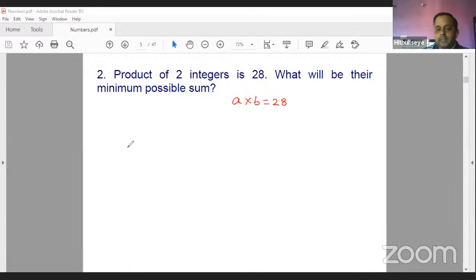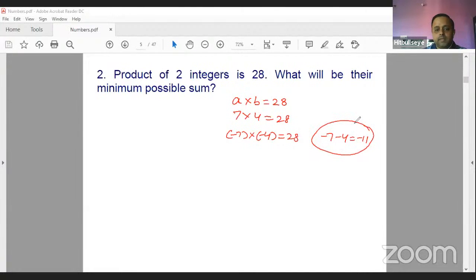So if you are taking 7 and 4, 28, don't you think that minus 7 and minus 4 will also be 28? In that case, the sum will be minus 7 minus 4 equal to minus 11, which is lesser than the sum given by you, which is 11. Very good, Akash.